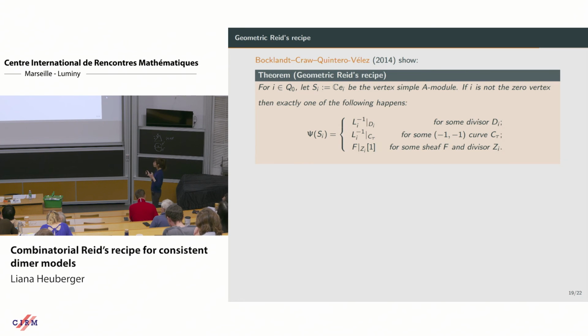For me, this is not a super satisfying answer, but it is a very difficult paper, so I'm not going to be like, I didn't write it, so I should not complain. But this is called geometric Reid's recipe. So you fix a vertex in your quiver. It's not the zero vertex. You cook up some objects that are A modules that correspond to this vertex somehow.